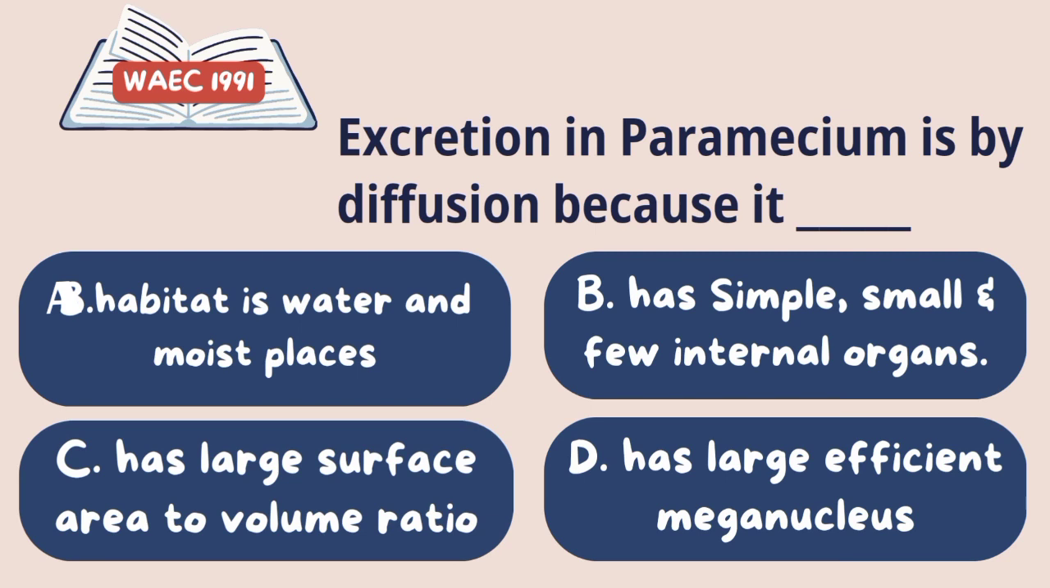Still in WAEC 1991, excretion in paramecium is by diffusion because it is A. Its habitat is water and moist places, B. It has simple, small and few internal organs, C. It has a large surface area to volume ratio, and D. It has a sufficient macronucleus.